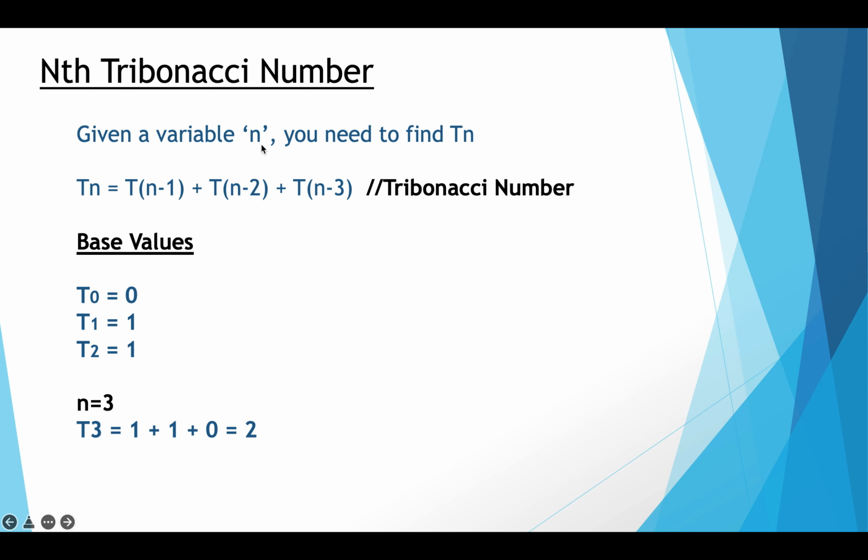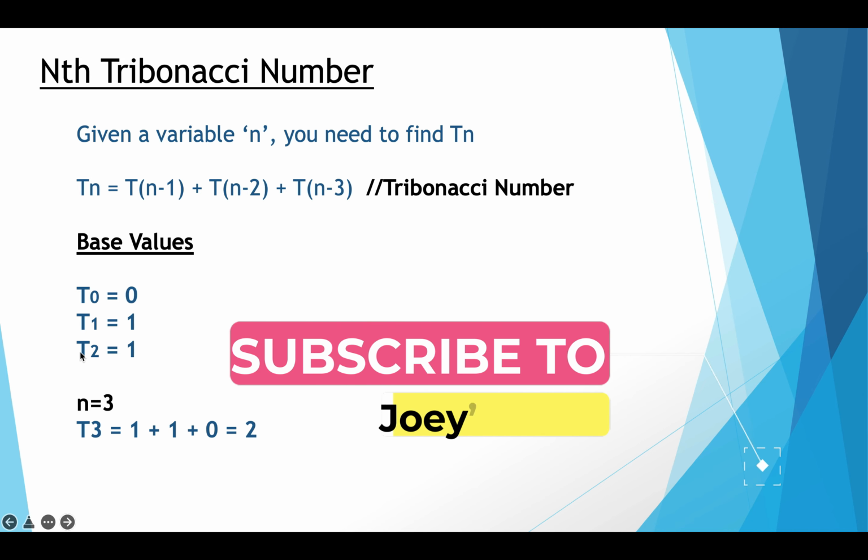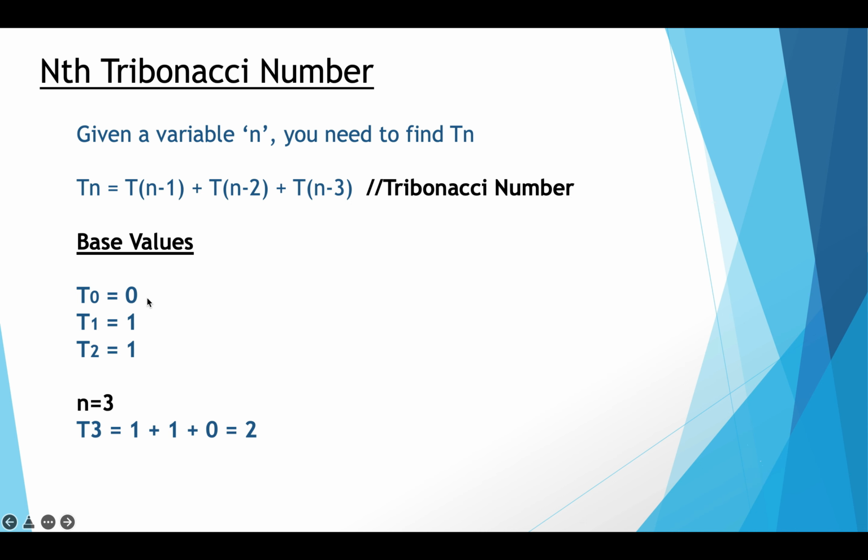So you are given a variable n and you need to find out Tn. This Tn is the nth Tribonacci number, which is calculated using the Tribonacci sequence. So Tn is equal to Tn minus 1 plus Tn minus 2 plus Tn minus 3. Such types of sequences can only be calculated if the base values are given. So in case of Tribonacci sequence, T0 is 0, T1 is 1 and T2 is also 1. These are the base values.